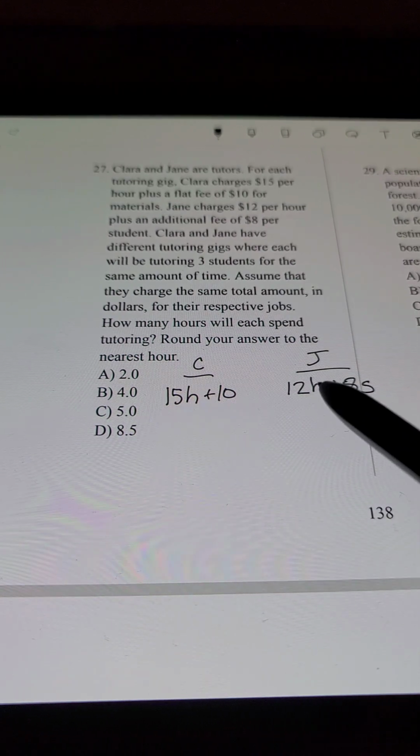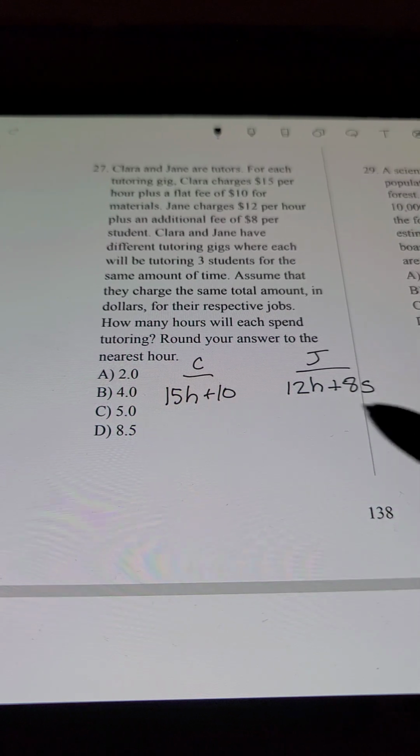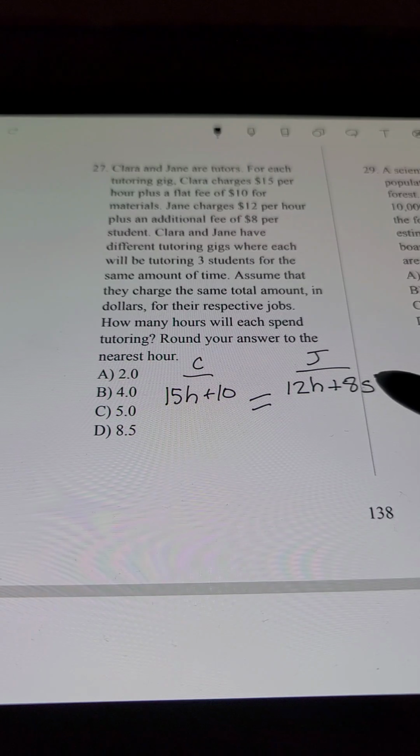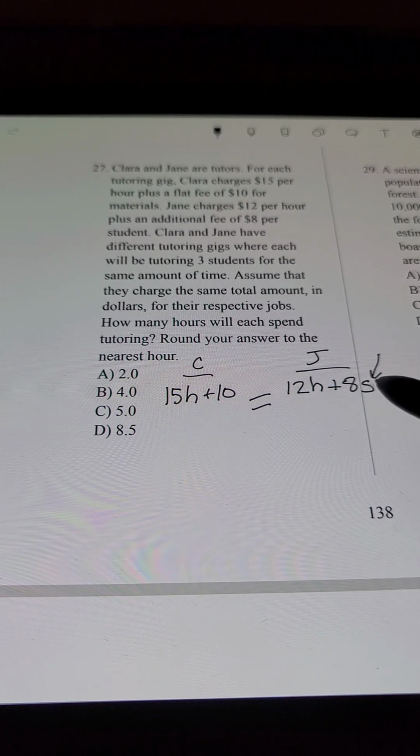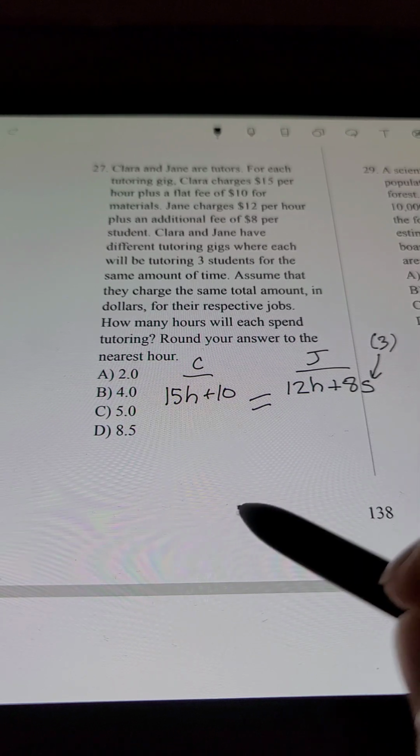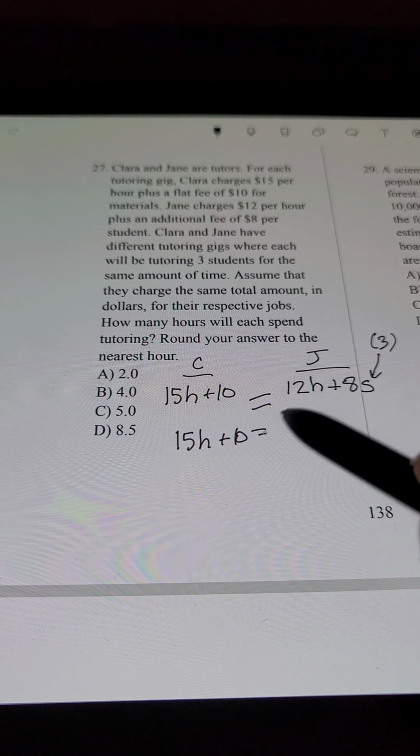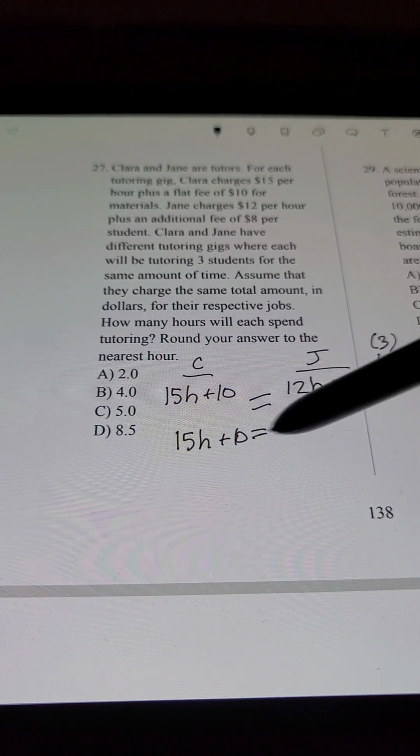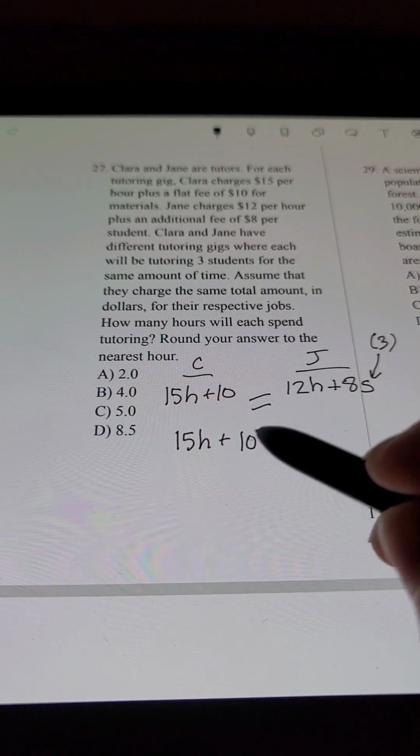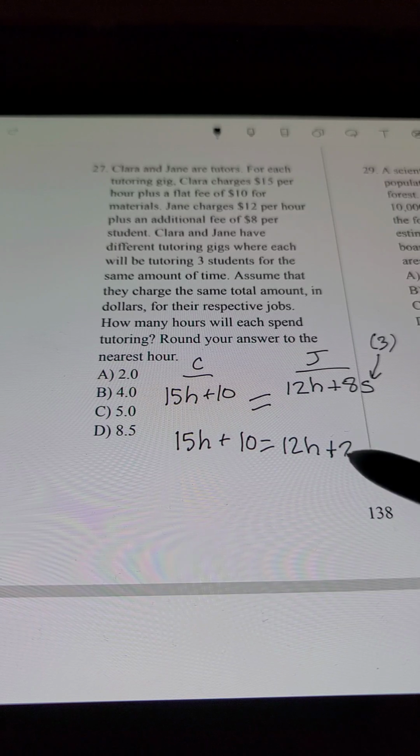And we want these totals to be equal because they're going to have the same total amount, it said. So we're going to set these equations equal to each other. And then we know that they're talking about 3 students, so we have to plug in 3 for S. So we have 15H plus 10 is equal to 12H plus 8 times 3, which is 24.